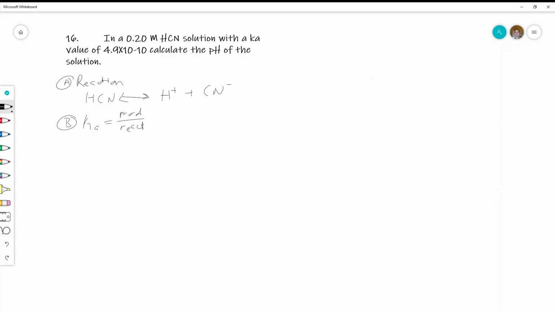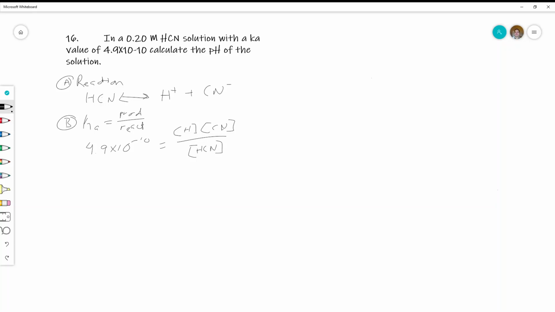So to begin, our Ka value we already know. It's given to us in the problem, so 4.9 times 10 to the negative 10. That's going to equal our hydrogen and our CN concentration over our HCN concentration.